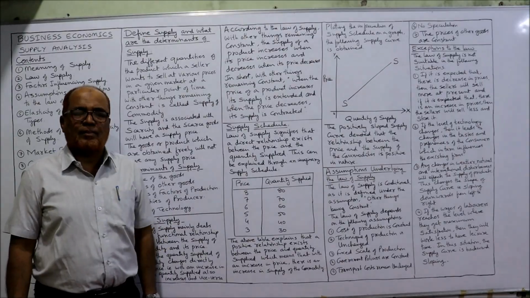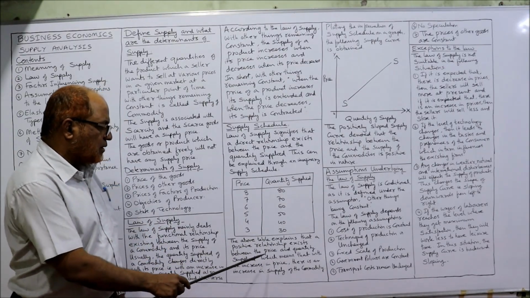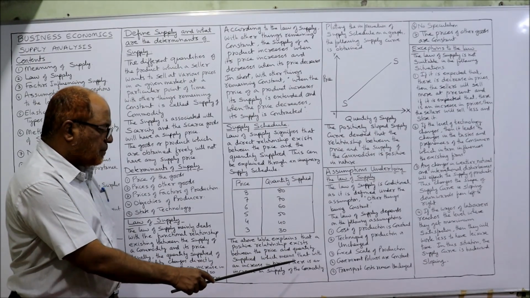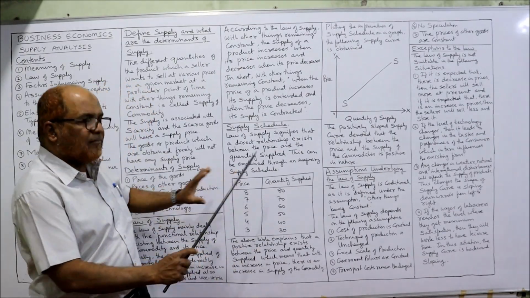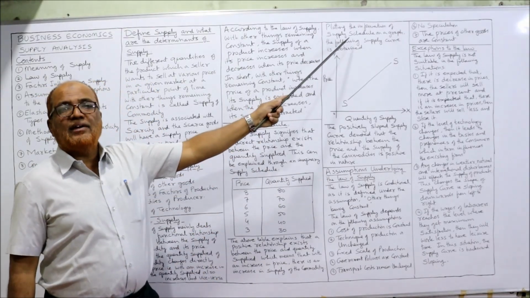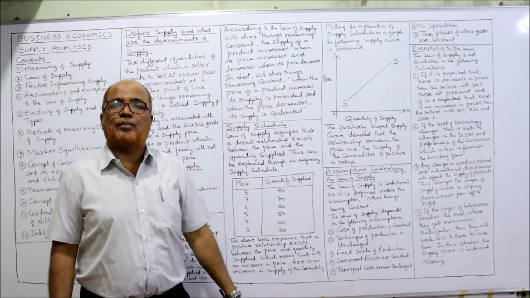That's an imaginary supply schedule. The above table explains that a positive relationship exists between price and quantity supplied, which means that with an increase in price, there is an increase in supply of the commodity. So it is evident from this table. Now, plotting the information of the supply schedule on a graph, the following curve is obtained.